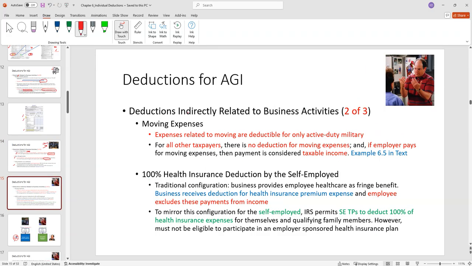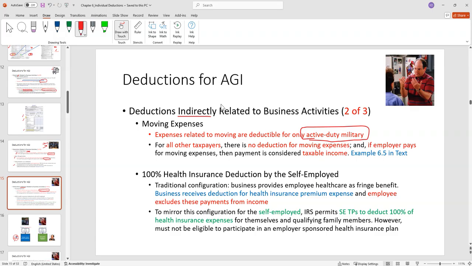Okay, so now we're going to move to indirect business activities. We talked about those traditional forms. Now let's talk about some other items. Moving expenses. This is only if you're active duty military. In other words, if you're active duty military and you have to move from Pennsylvania to California, and you spend money out of pocket, you could potentially get an above the line deduction.